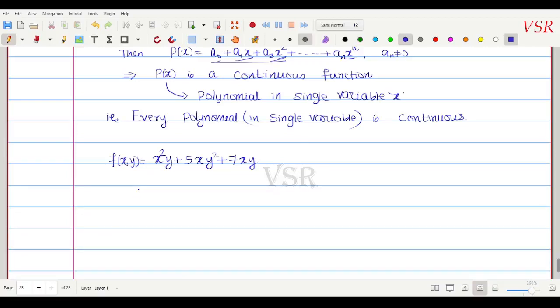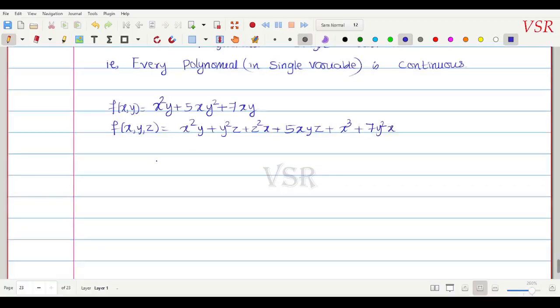Okay, சரி, what about this fellow? F of x y z, which is equal to x square y plus y square z plus z square x plus 5 times xyz plus x cube plus 7y square x. Okay, இதெல்லாம் எப்படி continuous? இது வந்து it is a polynomial in three variables. இது polynomial in two variables. இதெல்லாம் continuous னு proof பண்ண போறேன். Okay, இதெல்லாம் continuous னு எப்படி proof பண்ண போறேன் அப்படின்னா ஜெனரலா n variables க்கு நான் proof பண்ண போறேன்.